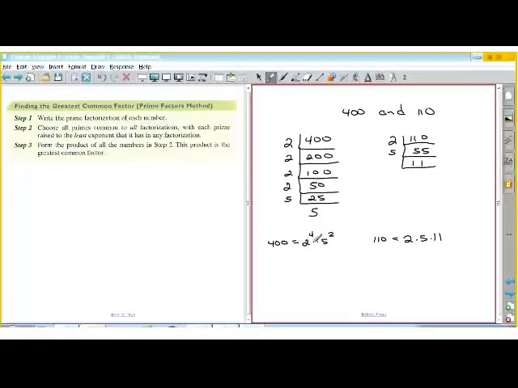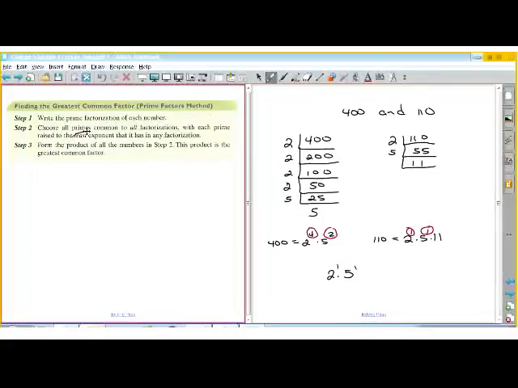Step B says choose all primes common to all factorizations. So we look at the factorizations and see which prime numbers are in both. The 2 and the 5 are in both factorizations, but 11 is only in this one, so we don't list it. And then we look at the exponents. I don't write 1, but there is 1 there. So you take the smaller of the 2. So I do 2 to the 1st power, because that's the smallest. And as far as 5 is concerned, I have 2 and I have 1, so the smallest there is 1.